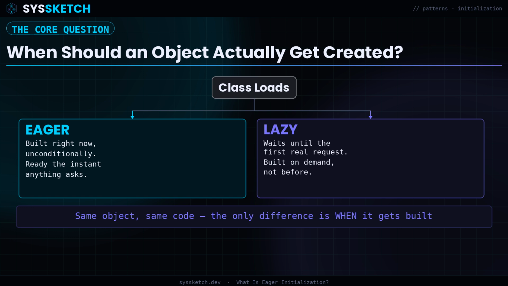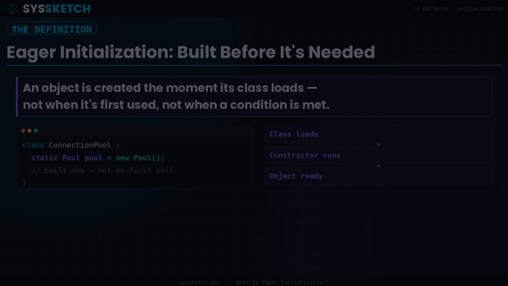That timing decision has a name on each side. Build it immediately, no matter what. That's eager initialization. Build it only when it's first requested. That's lazy initialization. Today we're focused on the eager side, what it looks like under the hood, why some of the most reliable systems in the world default to it, and where it quietly costs you more than it should. By the end, you'll be able to spot which one you're looking at in real code and, more importantly, decide which one you actually want.